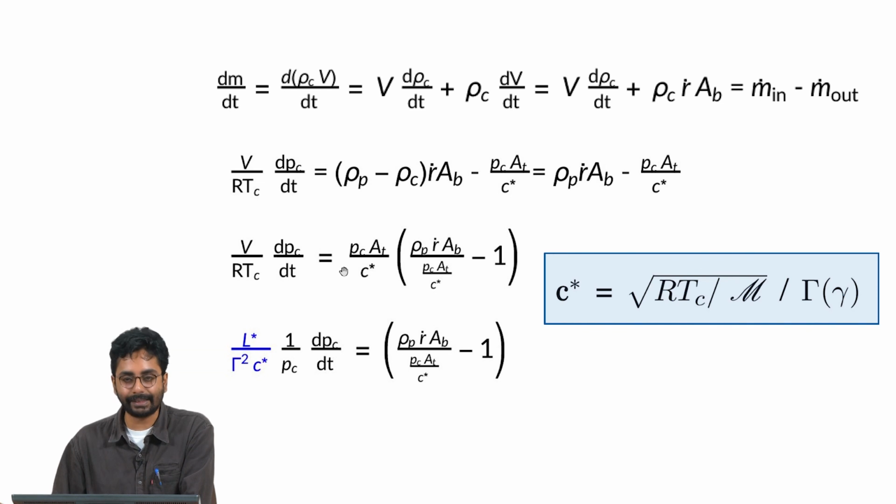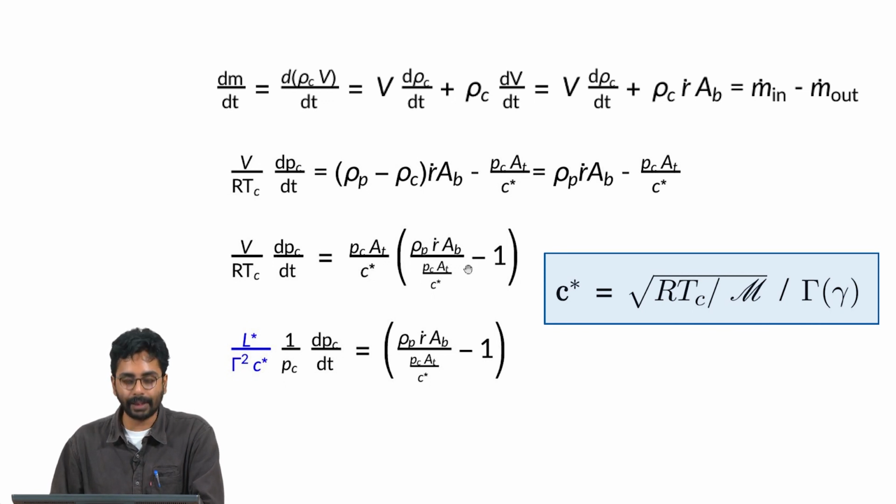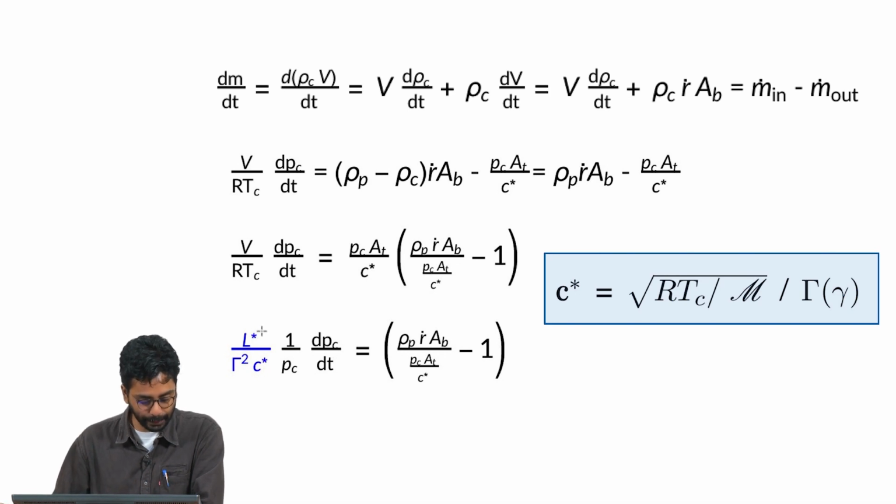You can scale this equation. The way it is done is we pull out Pc At by C star from the right hand side, so that the terms within the brackets are non-dimensional, and when you rearrange the equation you will get an equation of this kind, where you have L star, which is V divided by C star, and you have 1 by Pc dPc/dt.